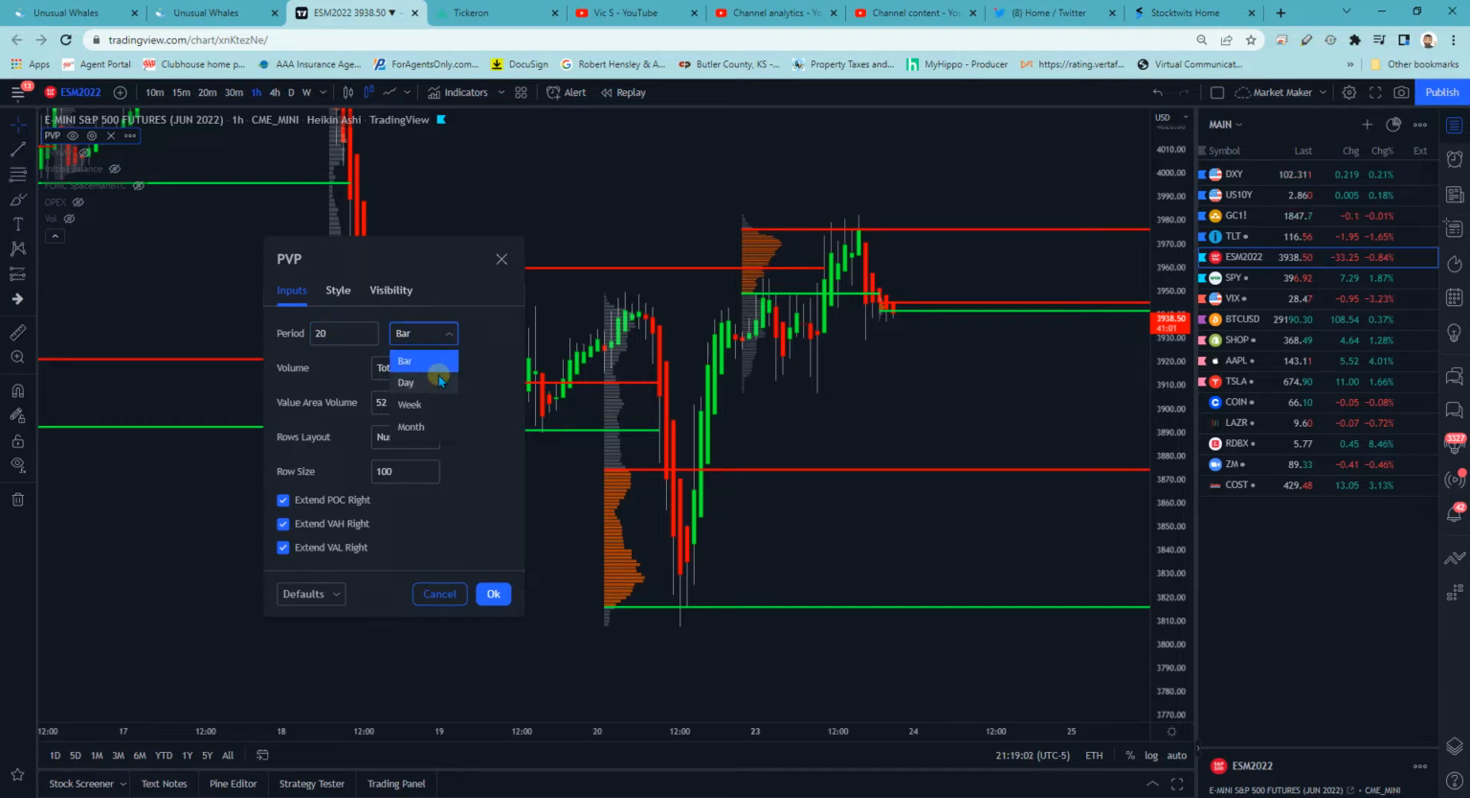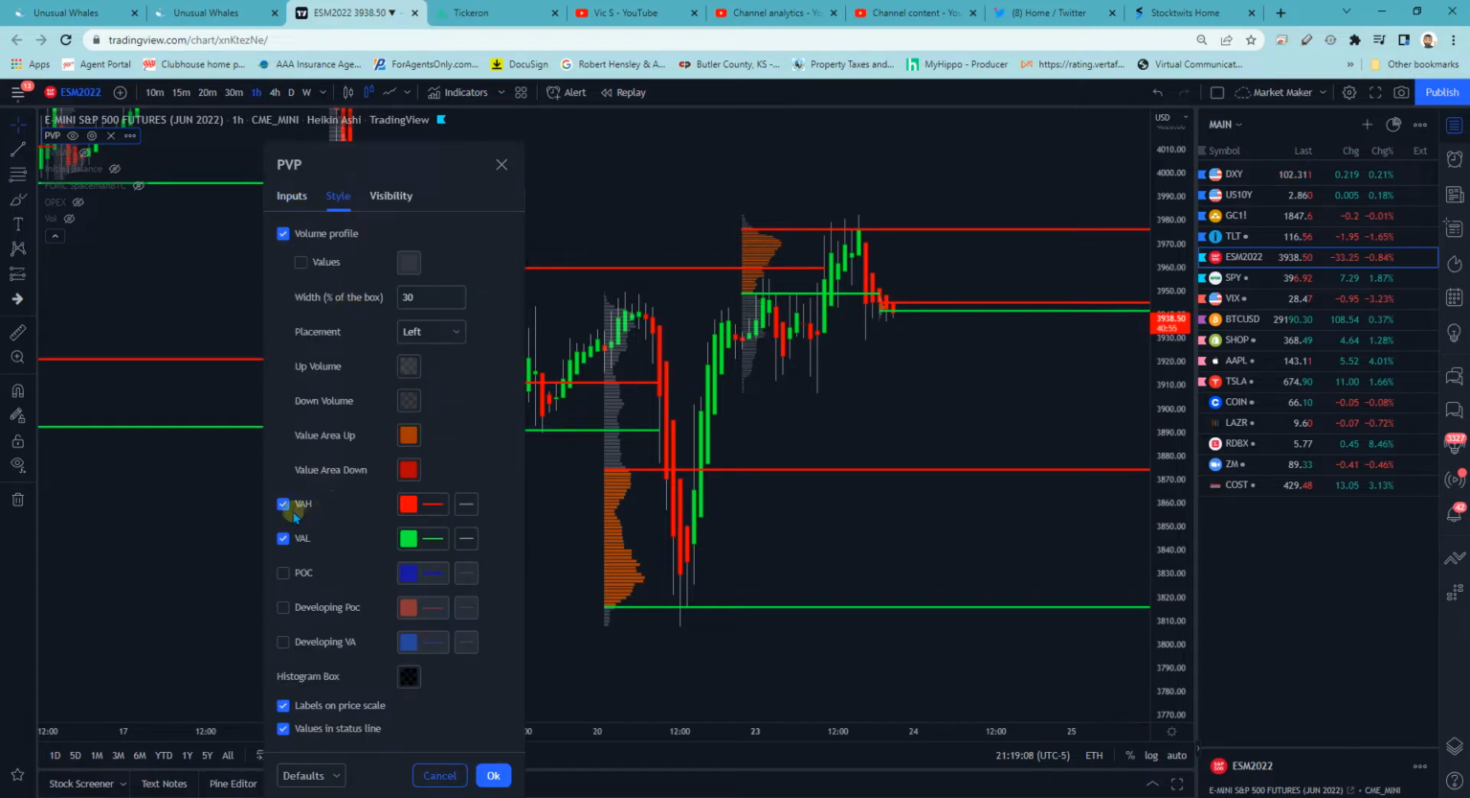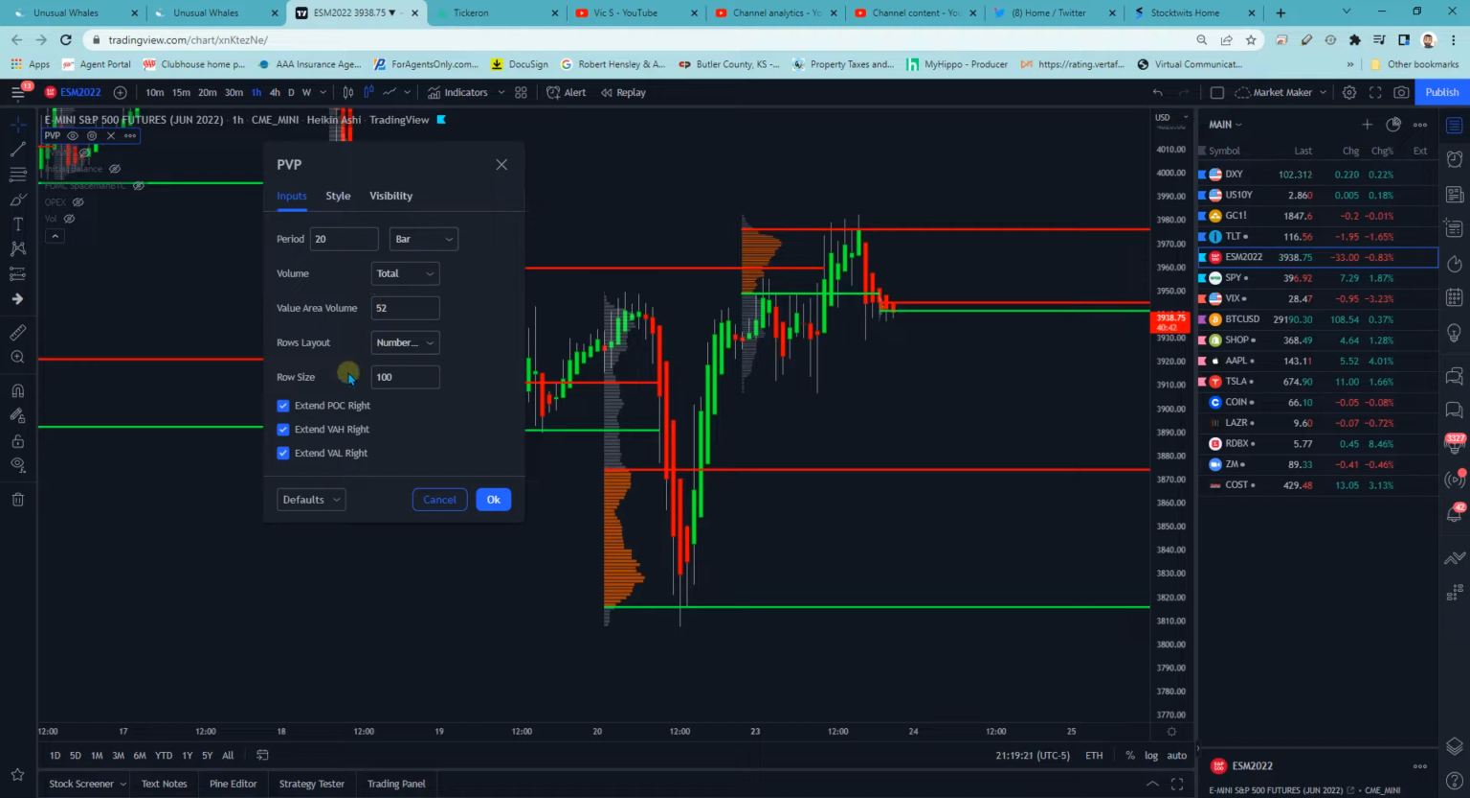But you can show the day, the week, the month. I'm using the last 20 bars. And then how I set it up is I just show the value area high and low. The high would be a resistance, that's why it's red. The low would be support, that's why it's green. And then my volume profile. And you can set all this however you want.